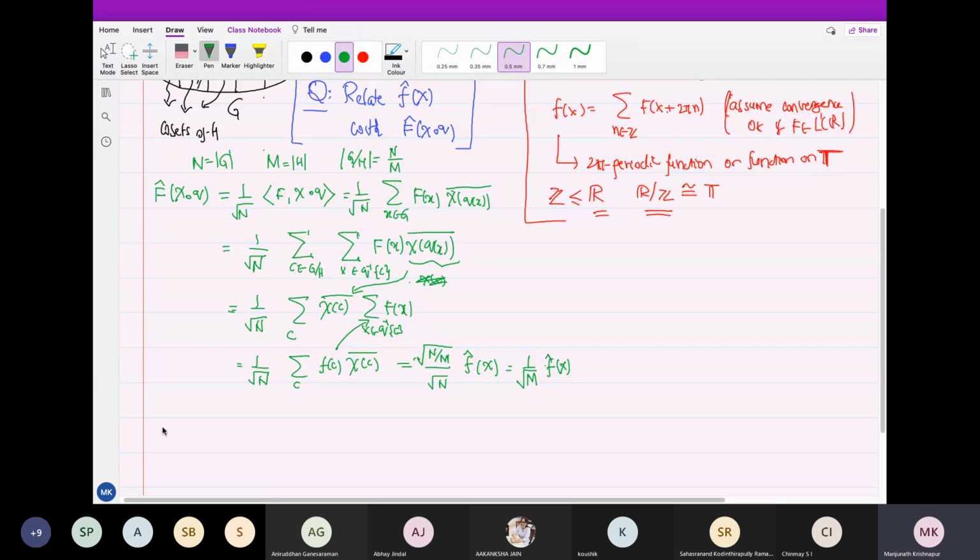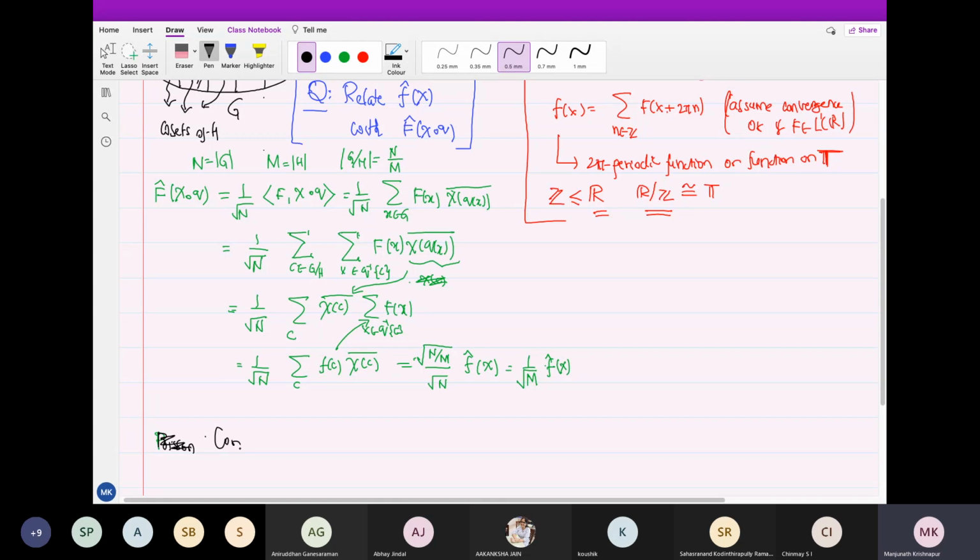Okay, so now I want to state the Poisson summation formula, which is, well, it's almost here. Hold on, sorry, I went to some other window. So, what is the Poisson summation formula? Okay, rather, let me just write.